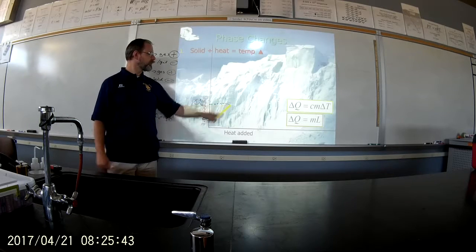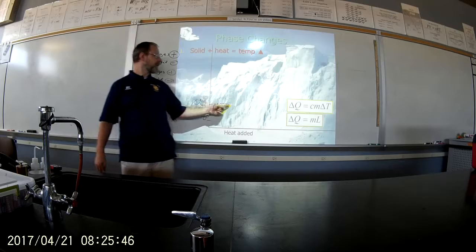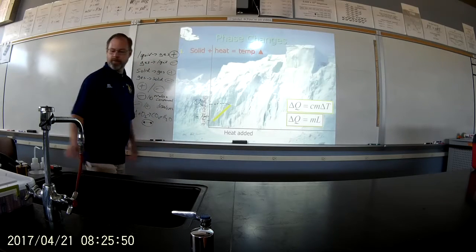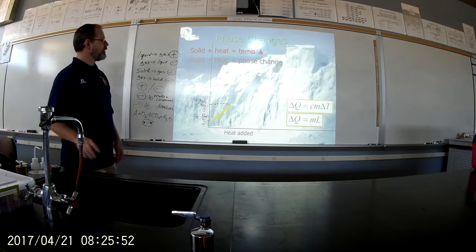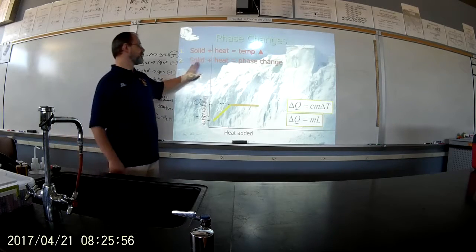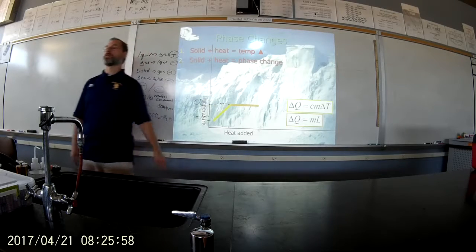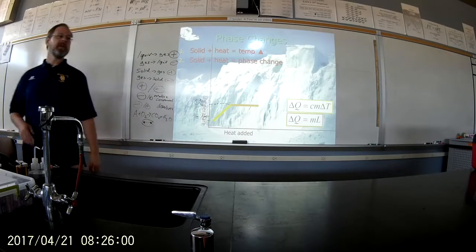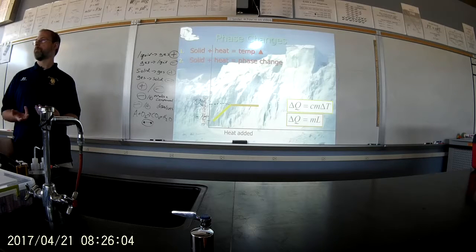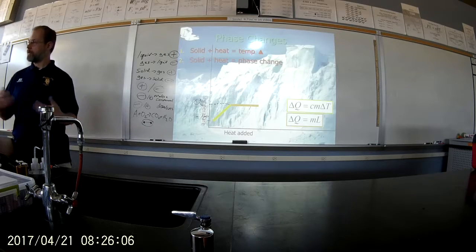What do you think this line is going to look like as we continue to add heat? Exactly. It's going to be a horizontal line. As we add heat, all that heat goes to a phase change, so our graph's going to be a horizontal line. In other words, it's going to stay at 0 degrees until all that ice has melted.